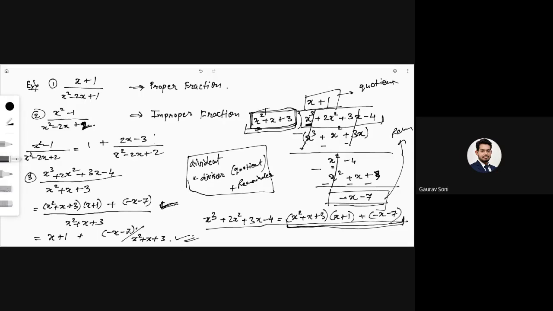Clear? Am I clear? Yes, sir. I hope you can solve one now. x cube plus 3x square plus 2x plus 1 upon x square plus 3. Yes, try to do it.